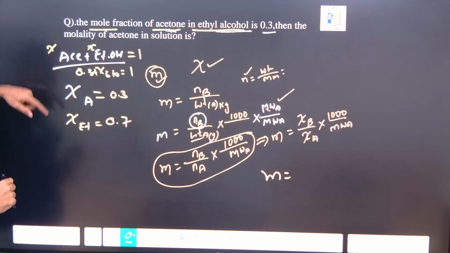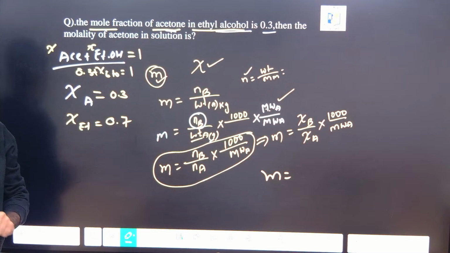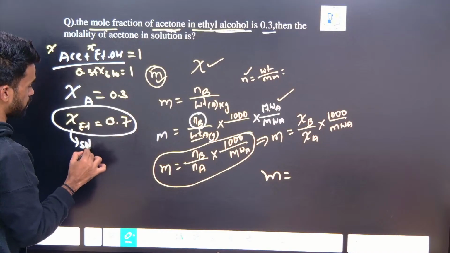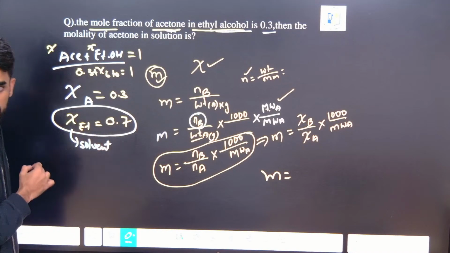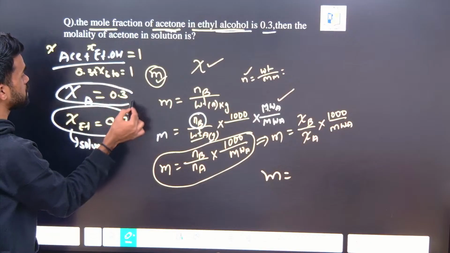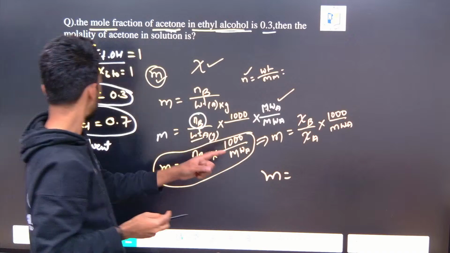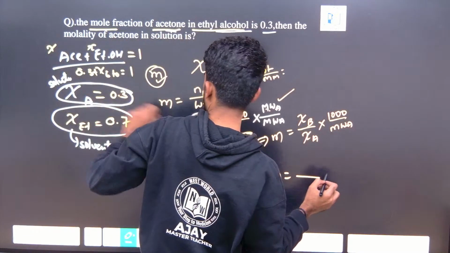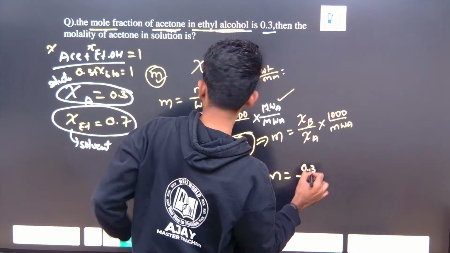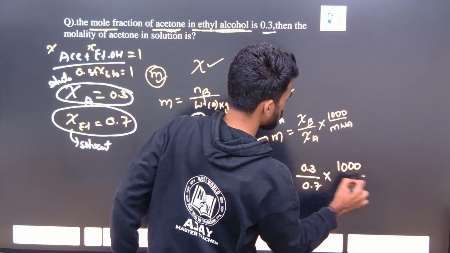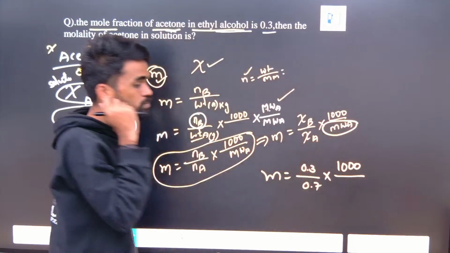But out of these two, which is solute and which is solvent? This is in major quantities, so this will be our solvent. Which is in minor quantities, that is our solute here. So the solute is acetone, that is 0.3, and the solvent is 0.7 into 1000 by the molar mass of the solvent.